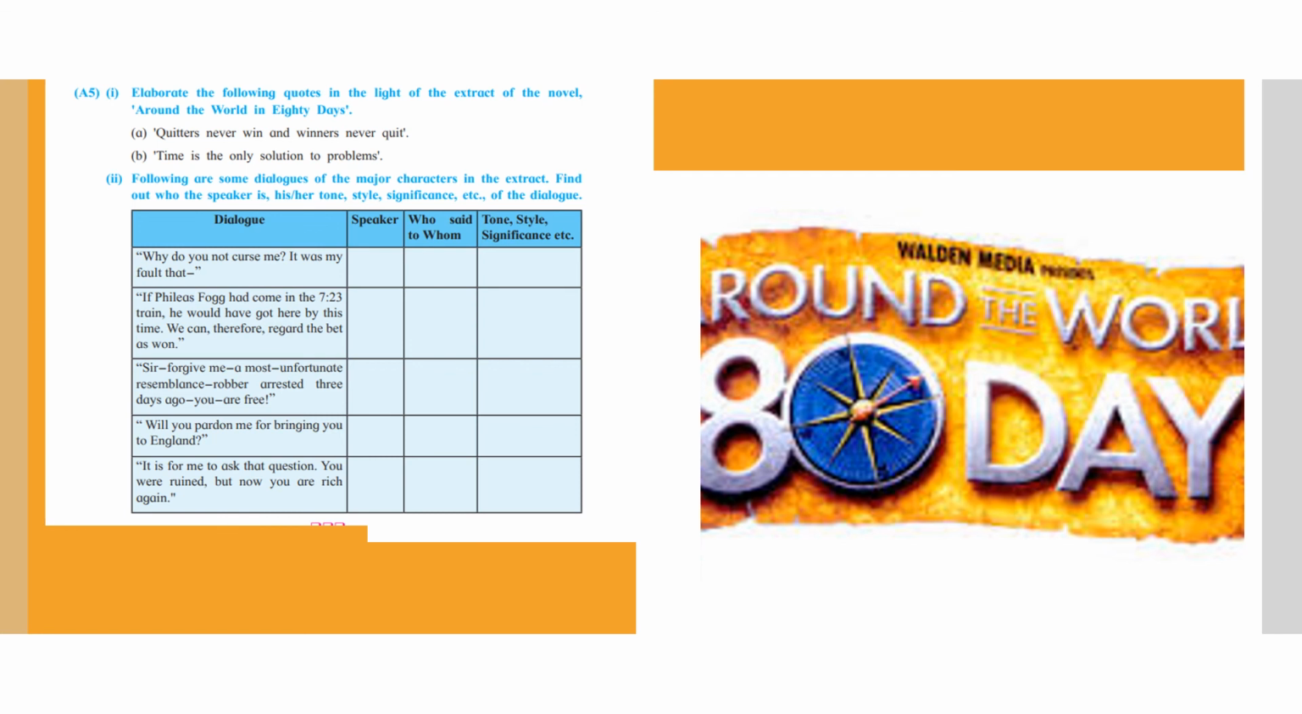The last one: "It is for me to ask that question. You were ruined, but now you are rich again." The speaker here is Auda. Auda speaks to Mr. Fogg. The tone here is dignified, polite, selfless, acknowledging, and magnanimous. The style here is self-assertive, humble, and clairvoyant. The significance here is that Fogg gets his fortune back. He confirms again with Auda, to which she says, it is for me to ask. Fogg reiterates that the fortune belonged to Auda, as if they had not gone to meet Reverend Samuel Wilson, they wouldn't have been apprised of the error.